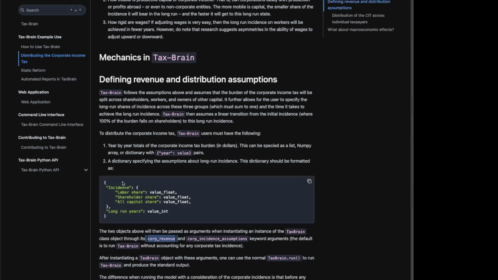All right. So that's essentially how TaxBrain is handling this. Again, allowing you to be flexible with your inputs of whom you think bears the incidence of the corporate income tax. And then you putting in your understanding of how long it takes for that transition to happen. And what TaxBrain is going to do is take this corporate income tax amount and spread it across those different groups, employees, shareholders, owners of other capital, in a way that's consistent with your incidence assumptions.